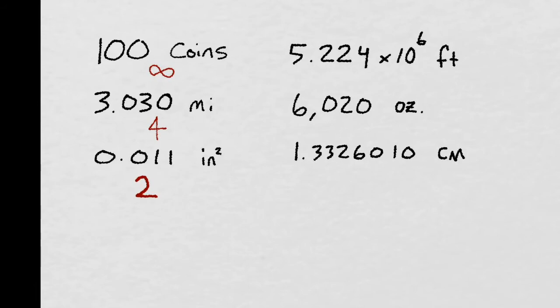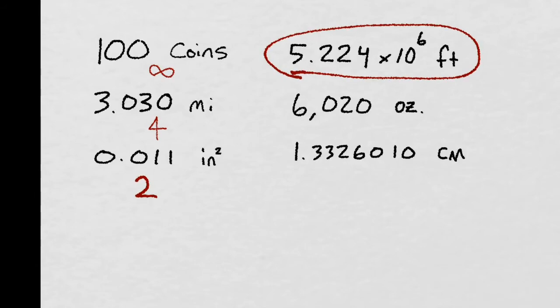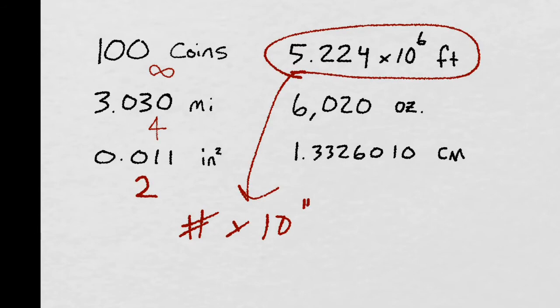Now this other number, 5.22 times 10 to the 6, there's something special that we need to know about numbers that are in scientific notation. So this number is in scientific notation. That's what we call it when we have something times 10 to the something. Scientific notation always shows us the total number of sig figs. This is mainly a problem when you're taking a number and trying to put it into scientific notation.